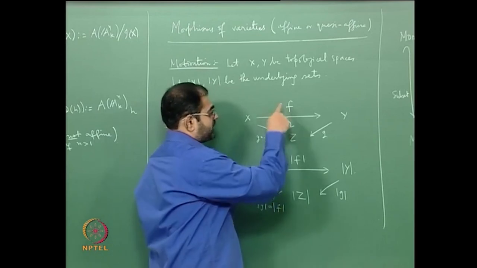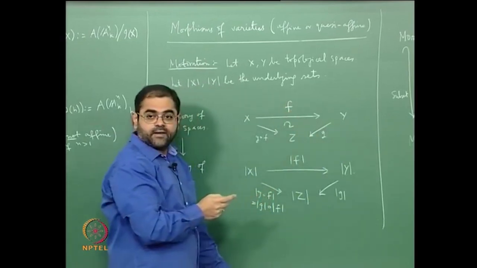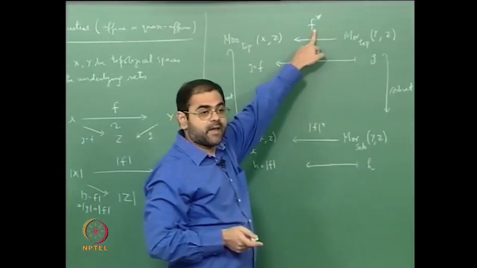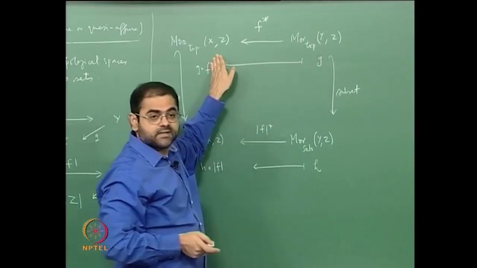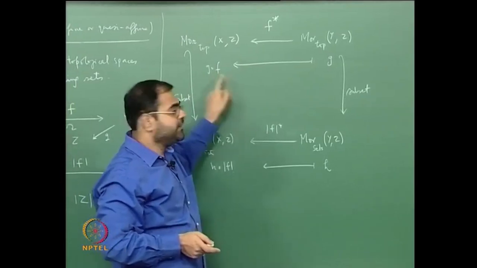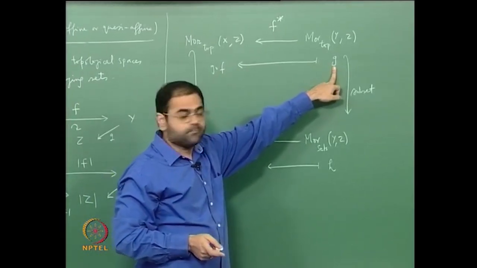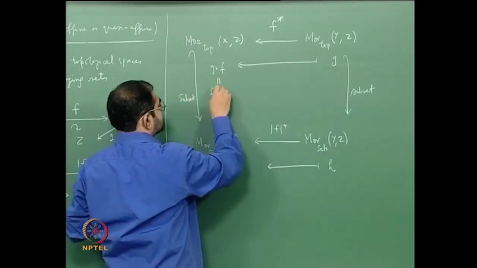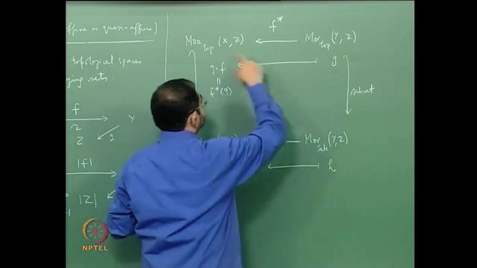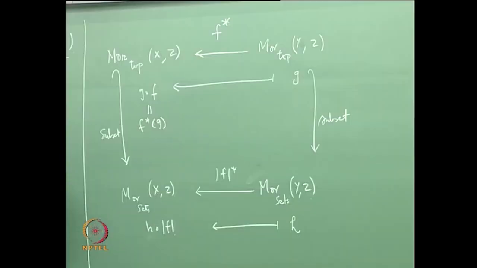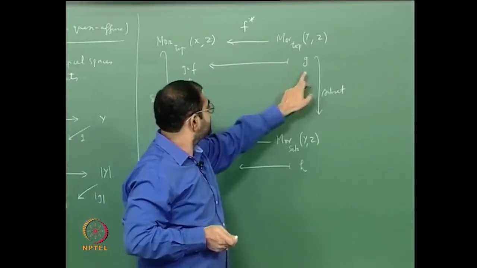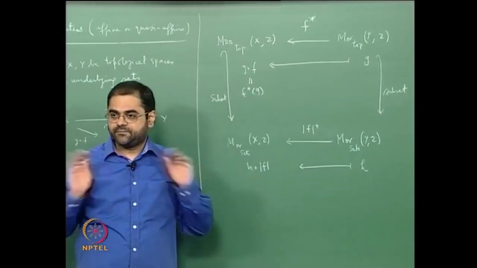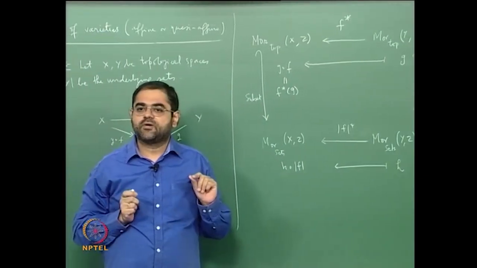So let me begin by saying the following thing: if F is a continuous map from X to Y, then the pullback of F induces a map which takes continuous functions to continuous functions. So if G is a continuous function from Y to Z, the pullback of G, which I will call F upper star G, is also a continuous function from X to Z. Let me sum it up: you start with a continuous function from X to Y, then the pullback induced by that takes continuous functions to continuous functions. Now this is the model for defining what a morphism is.